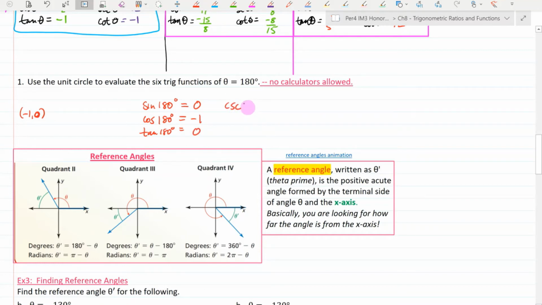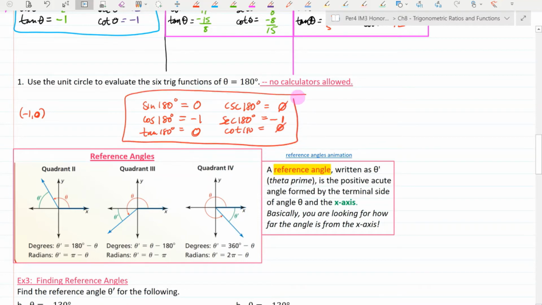Cosecant is the reciprocal of 0, which is not really the reciprocal, but we are going to write undefined. Secant of 180 is the reciprocal of negative 1, which is still negative 1. And tangent of 180 is 0, so cotangent is the reciprocal, which again, we're going to write undefined for that. All right.